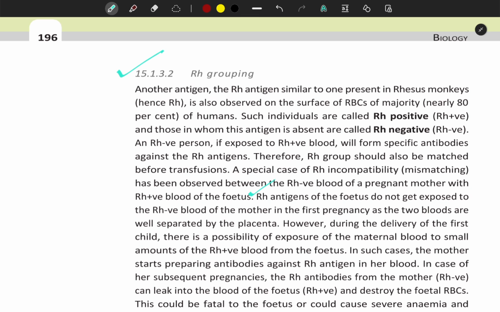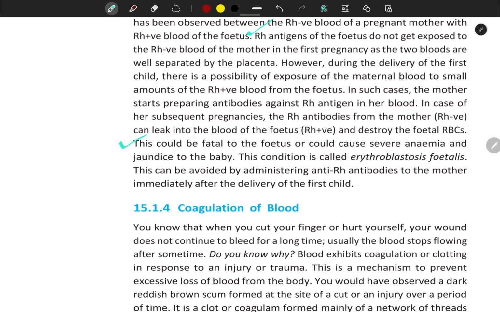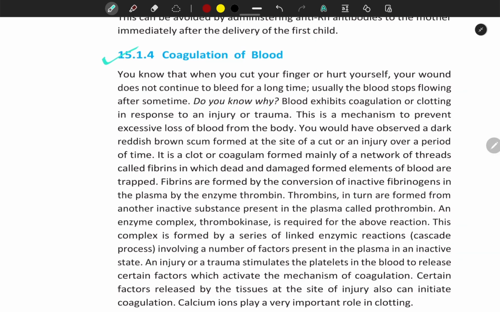In such cases, the mother starts preparing antibodies against Rh antigen in her blood. In case of her subsequent pregnancies, the Rh antibodies from the mother, that is Rh negative, can leak into the blood of the fetus, that is Rh positive, and destroy the fetal RBCs. This could be fatal to the fetus or child, or cause severe anemia and jaundice to the baby. This condition is called erythroblastosis fetalis. This can be avoided by administering anti-Rh antibodies to the mother immediately after the delivery of the first child.